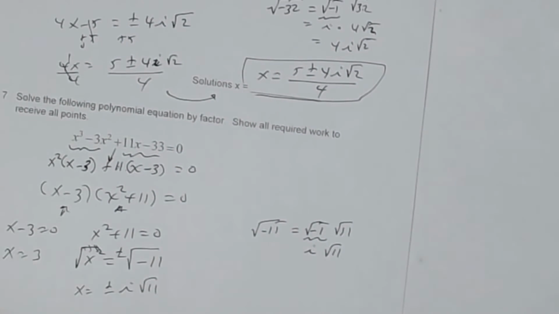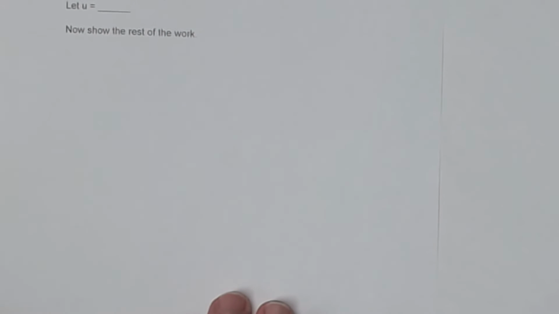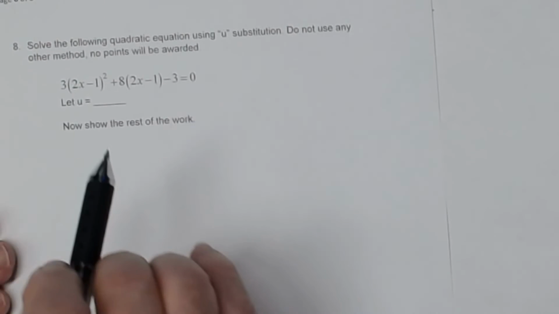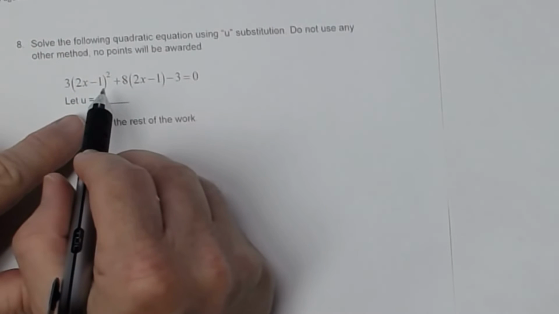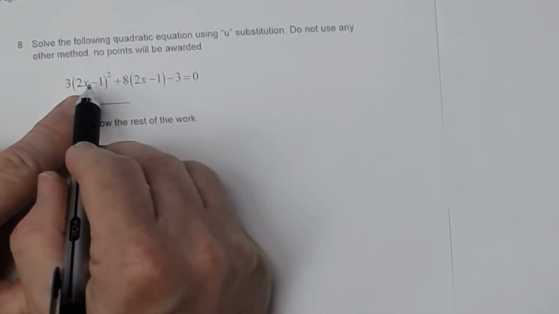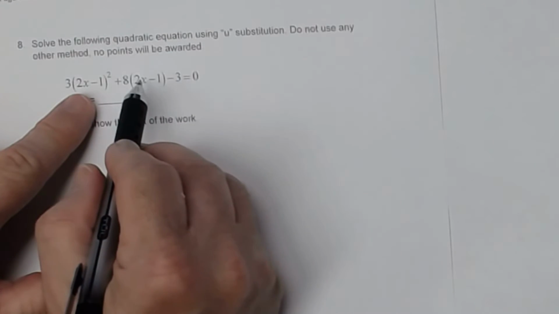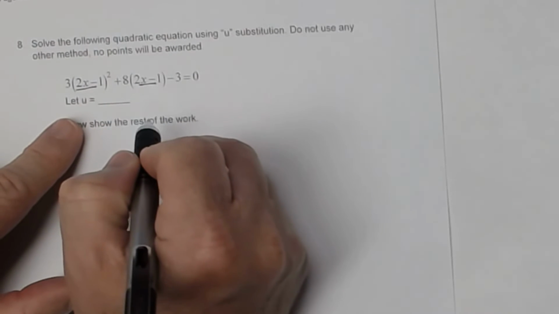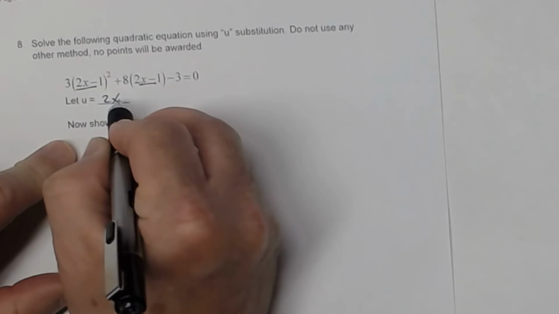Okay, so let's look at number 8. So number 8, you had this right here. You wanted to solve this quadratic equation, but you wanted to do this using u substitution. You need to recognize that the expression 2x minus 1 is located here and here. So that means that you let u be the expression 2x minus 1.